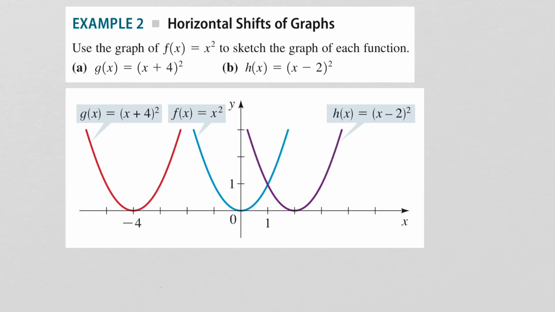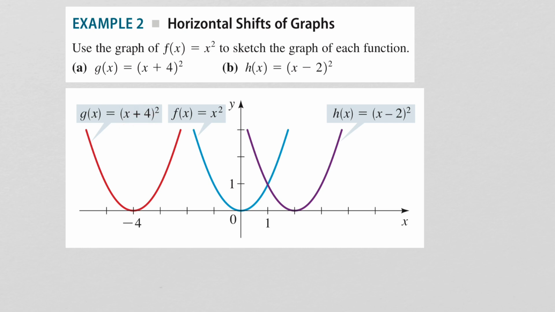In this example here, we have once again the same function, f of x equals x squared. But now I'm looking at a new function, x plus 4 quantity squared. So the 4 is being added to the x before we square it, right? So instead of adding 4 outside the function, we're adding 4 to x inside the function. And this is going to shift the graph 4 units to the left, okay, to the left.